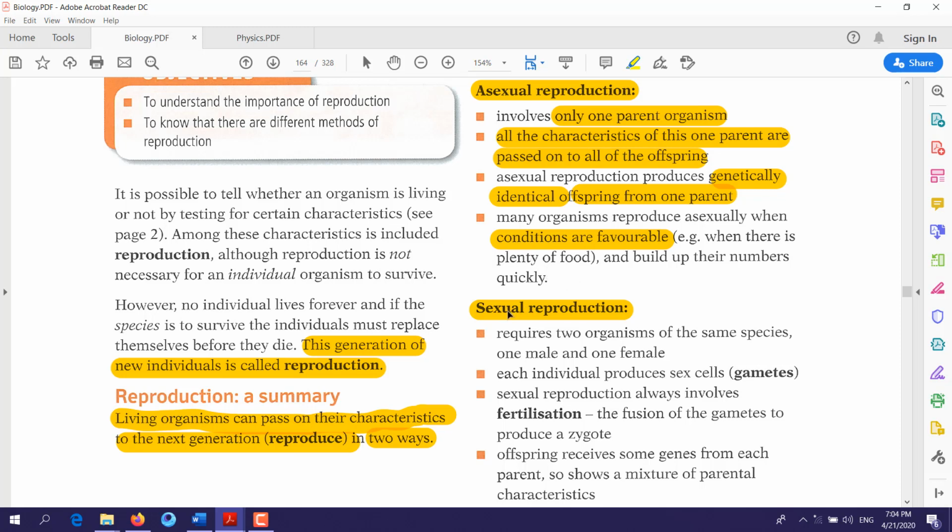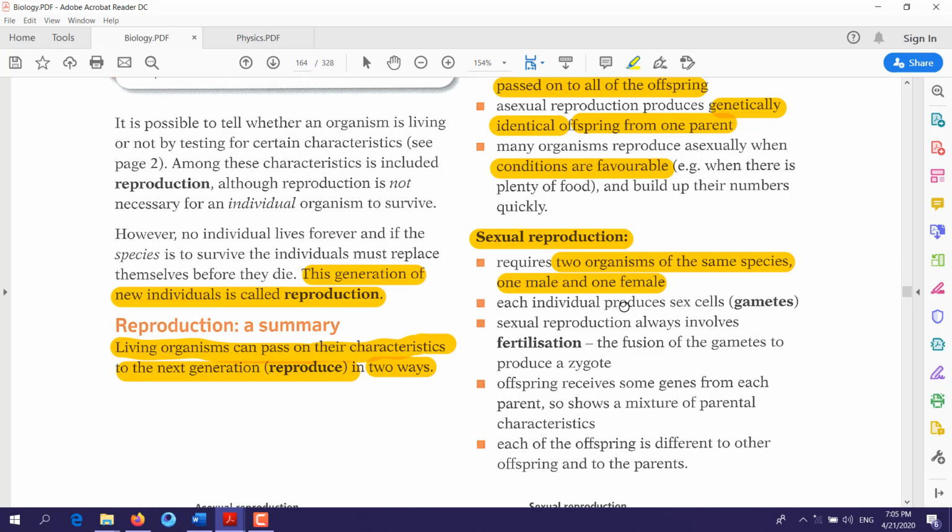Now, let's move to sexual reproduction. In sexual reproduction, it's the opposite of asexual reproduction. How is that? In asexual, we said only one parent will be involved. But here, it requires two organisms of the same species. Two organisms are required. They should be the same species, and one of them should be male and the other one should be female.